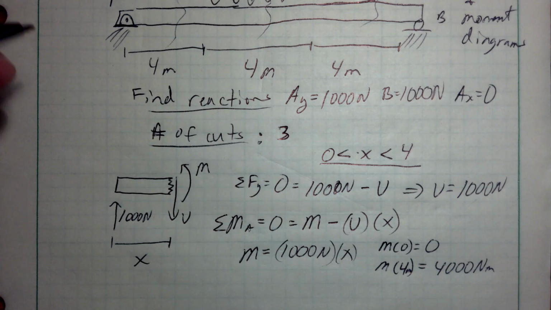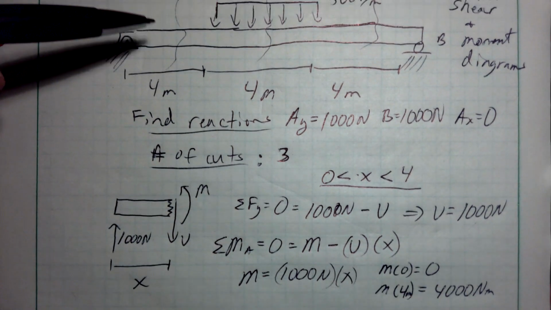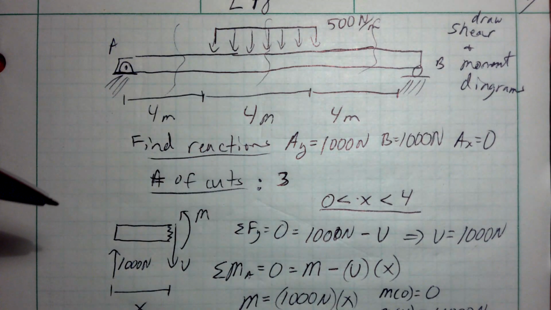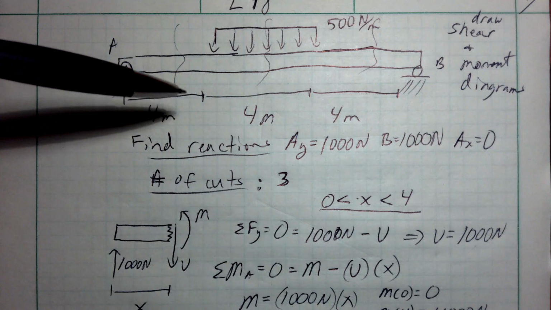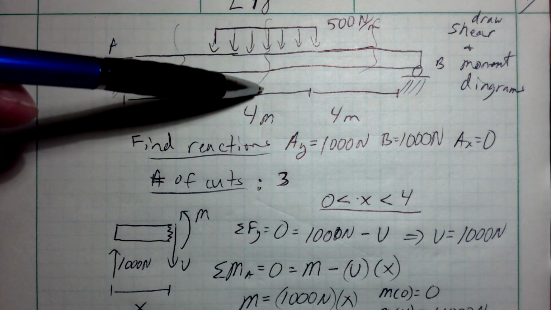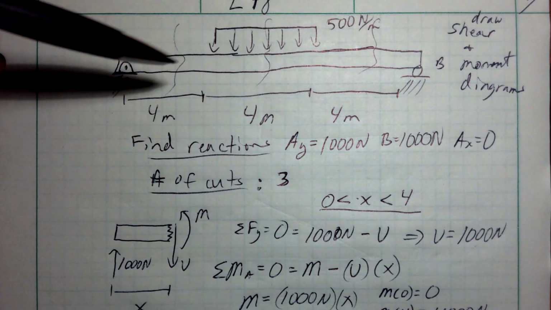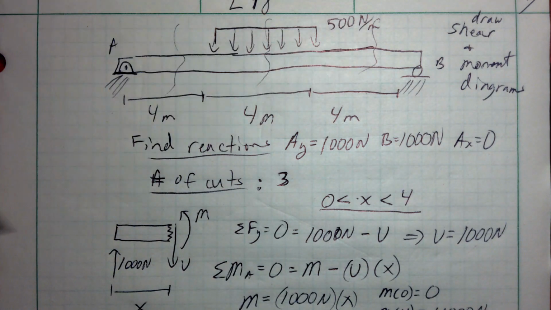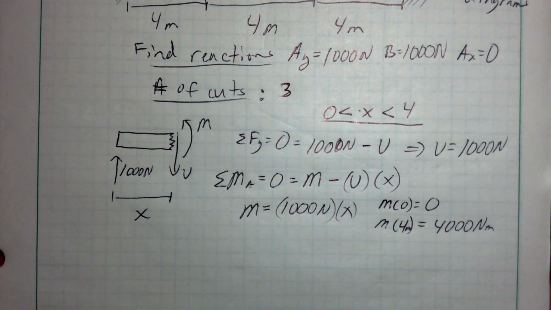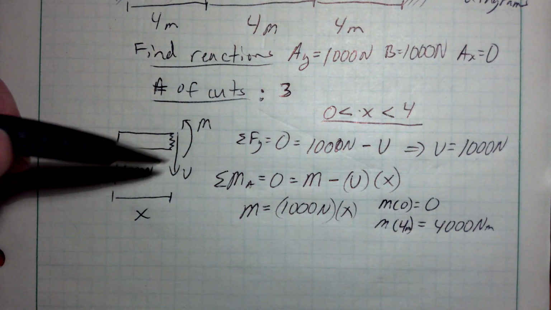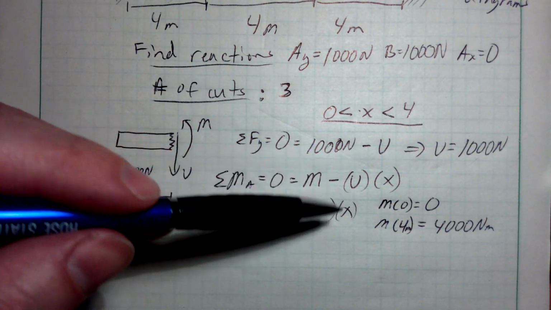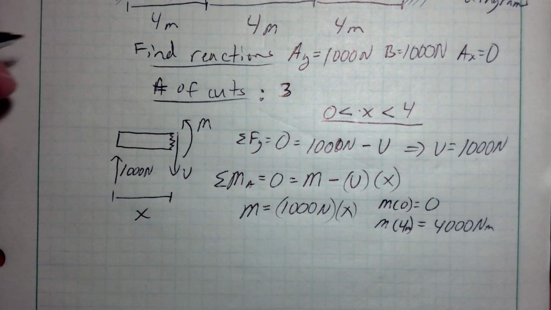Here we go. All right, so what are we trying to do? We're trying to find shear and moment diagrams for this thing. We've made a cut here. We made a cut here. Wish you could see how cute this is. We've made a cut here. We've made another cut there. All right. We've found now equations for shear and moment for the first cut from 0 to 4 meters.